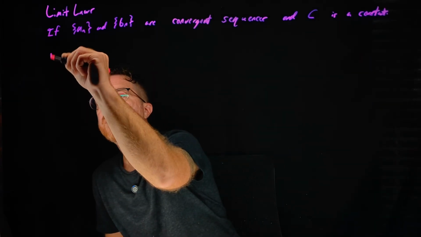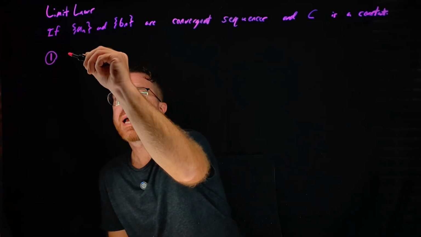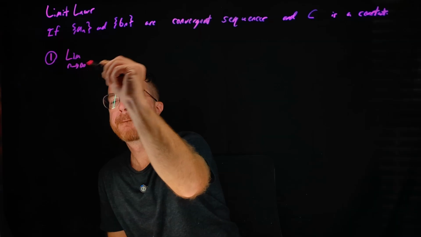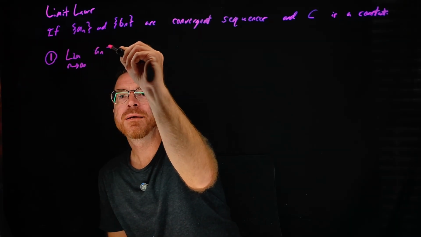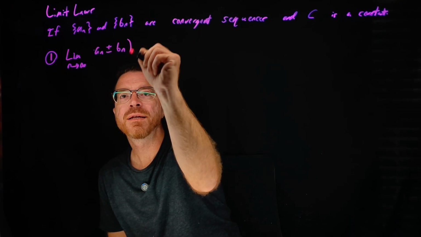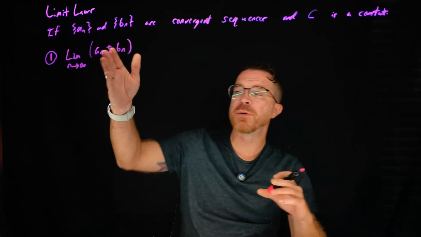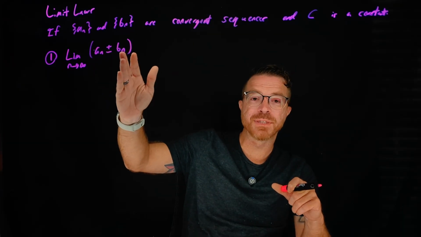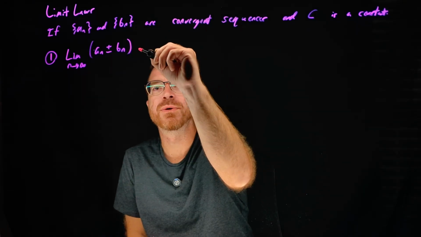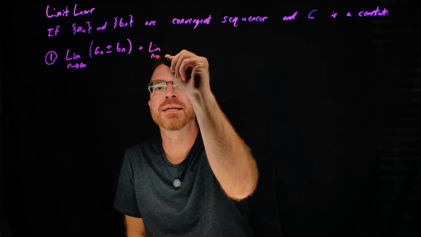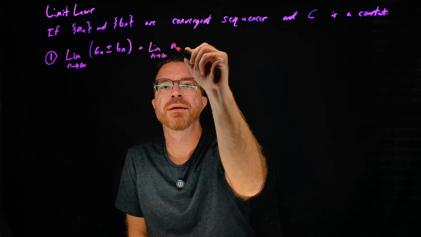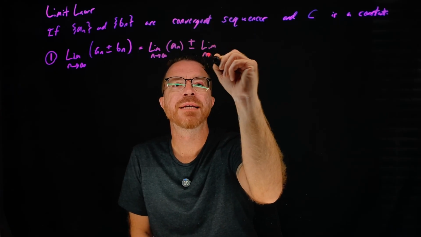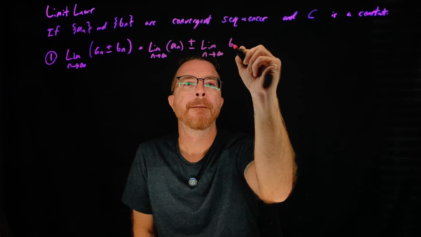The first rule is that if we have the limit as n approaches infinity, an plus or minus bn, so we're saying if we have the sequence an and we're adding the sequence bn, or an and we're subtracting the sequence bn, this is going to be equal to the limit as n approaches infinity, an plus or minus the limit as n approaches infinity, bn.